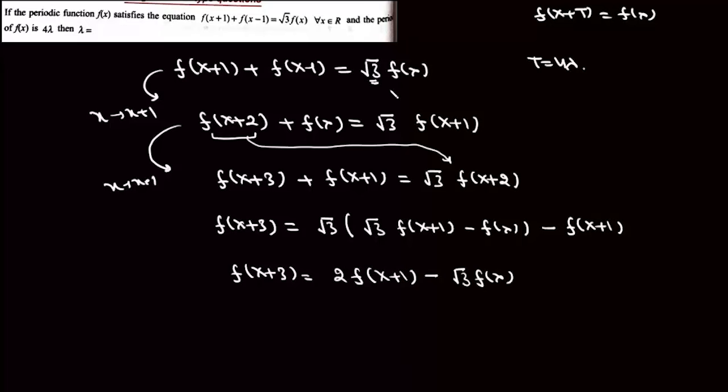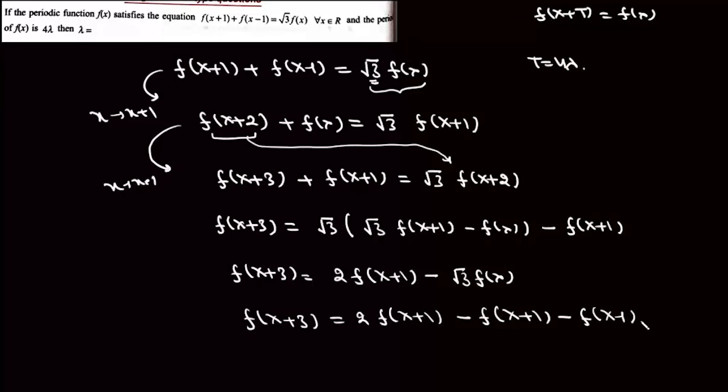Now it all makes sense because we have √3 f(x), which we can write as f(x+1) + f(x-1). So we can write f(x+3) will be 2f(x+1) and then minus f(x+1) minus f(x-1). So we'll get f(x+3) will be equal to f(x+1) minus f(x-1).